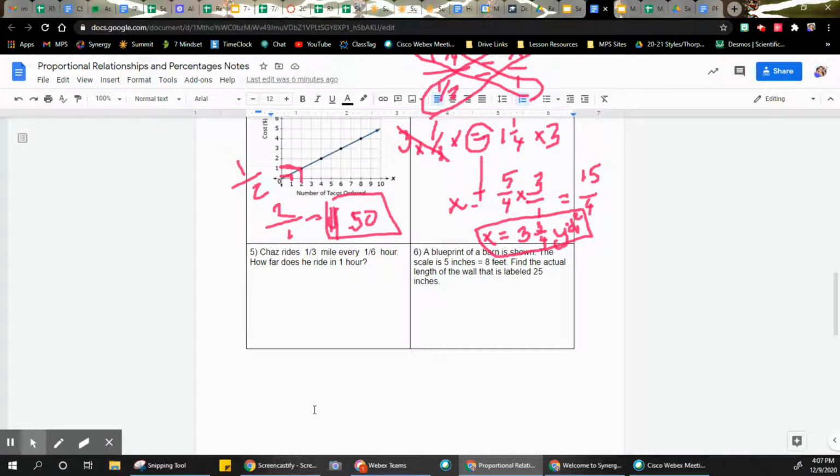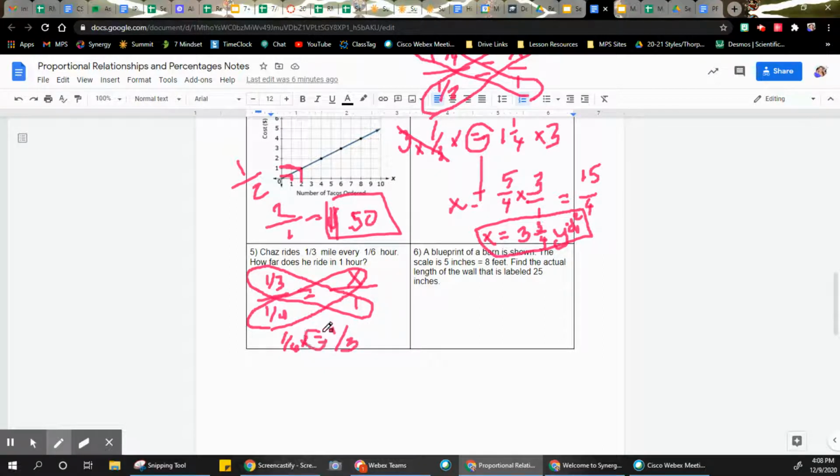Chaz rides 1/3 mile every 1/6 of an hour. How far does he ride in 1 hour? Okay, so we're going to set it up the same basic style. Okay, we're going to do 1/3 over 1/6. Okay, because that's how many he rides, 1/3 of a mile in 1/6 of an hour. Now we're going to find out how many miles he rides in 1 hour. So now I'm going to multiply across. So that's going to give me 1 over 6 x equals 1/3 times 1 is 1/3.